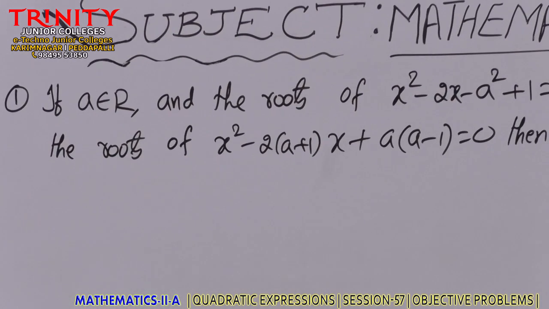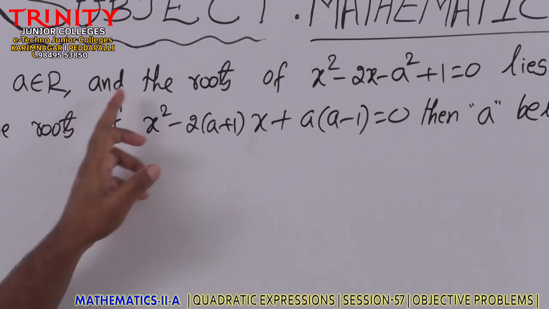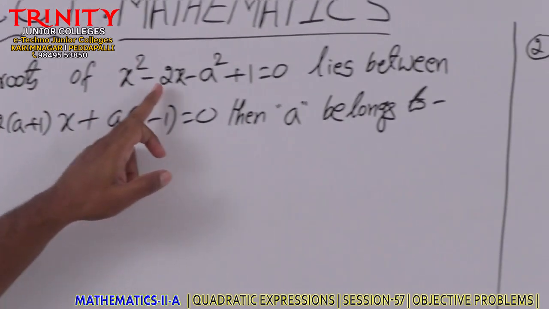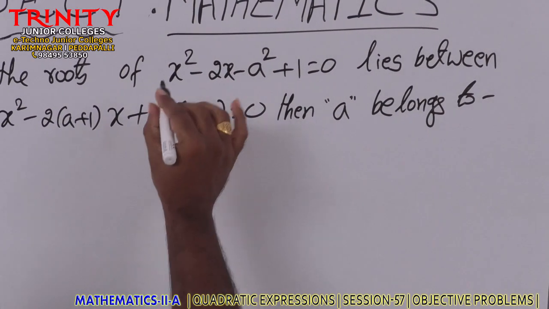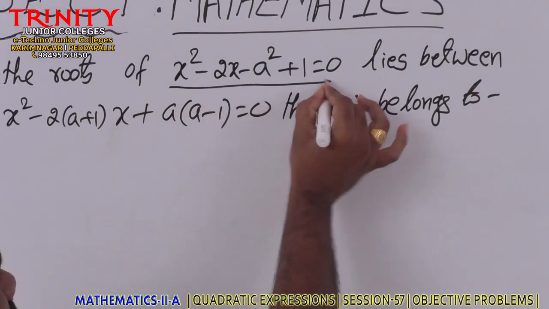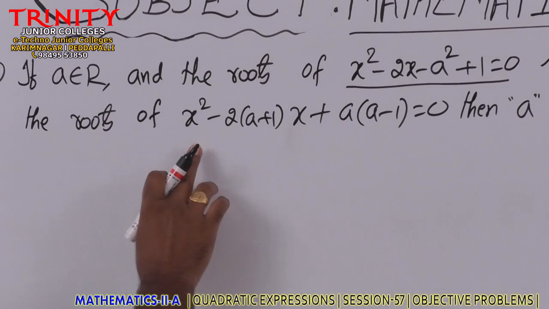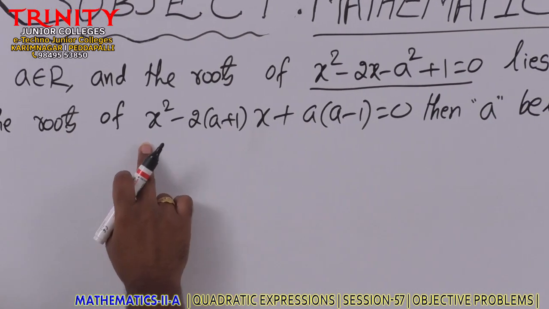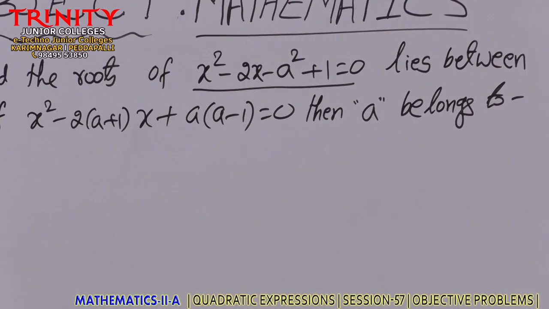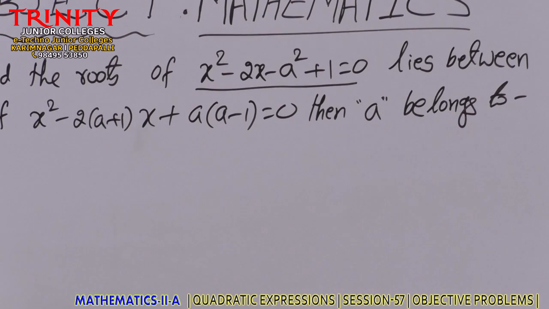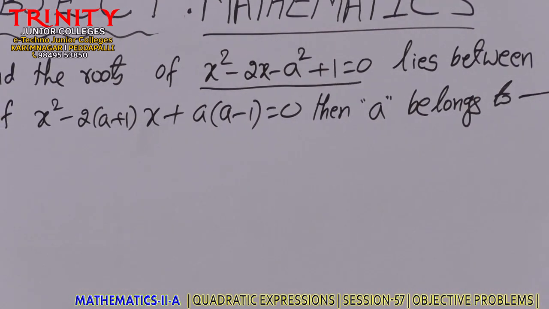Problem number 1. If a belongs to R, if a is any real number, and the roots of x square minus 2x minus a square plus 1 is equal to 0, this is a quadratic equation, lie between the roots of the quadratic equation x square minus 2 of a plus 1 into x plus a into a minus 1 equal to 0, then a lies in the interval, he was asking.